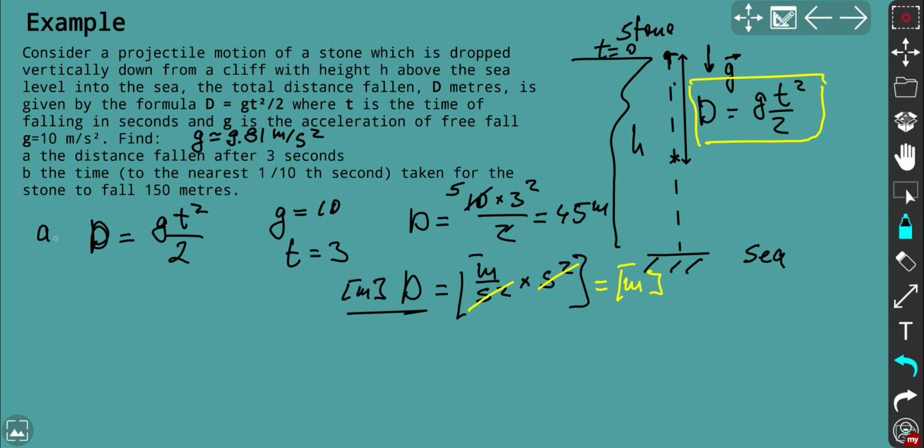Let's have a look at B part. So in B part, you're actually given that we have a distance equals to 150 meters. All right, so what we're going to do in this case, we just simply need to plug in, instead of d, into the formula 150 meters. But hold on, you need to find the time.